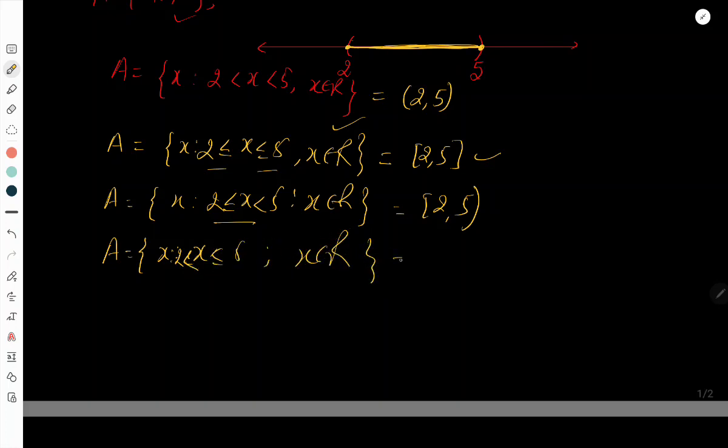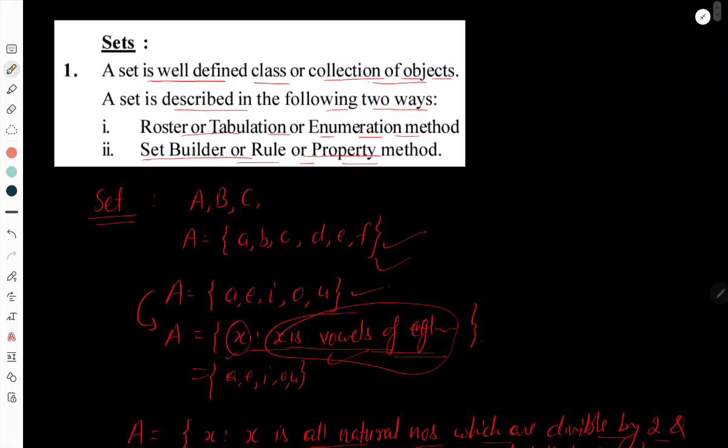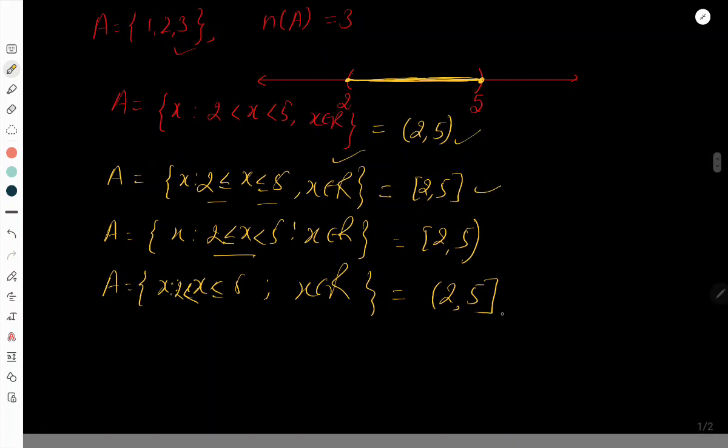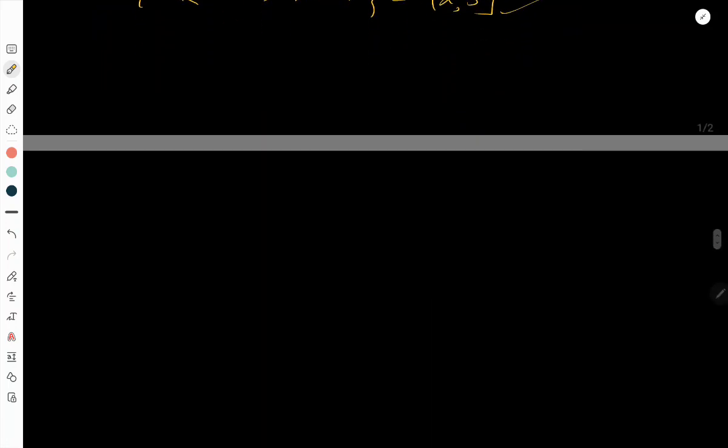What is the meaning of this one? All real numbers greater than 2 means you don't have to take 2 itself, any number after 2 you can take. But less than or equal to 5 means equal to 5 you can take. So these are called: this is an open interval, this is half open half closed, half closed half open, and this is a closed interval. Okay? So I think it is very clear to you now.